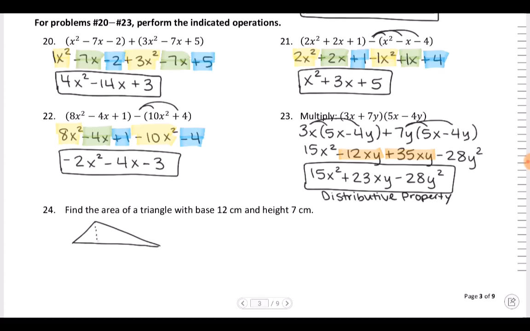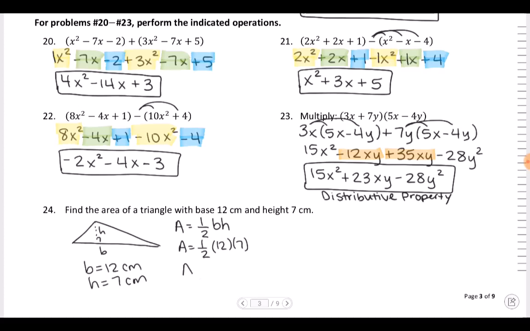Okay, so the height, that's your height, and then this is your base down here. So it says to find the area of a triangle with base 12 and height 7. Now the formula for area of a triangle is 1/2 base times height. And so they're telling me that the base is 12 centimeters and the height is 7 centimeters. So I'm just going to plug that into my formula here. 1/2 times 12 times 7.